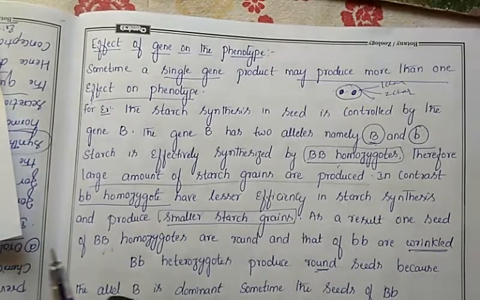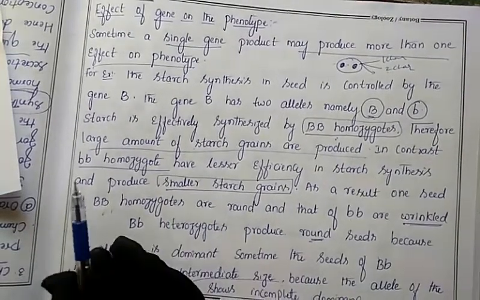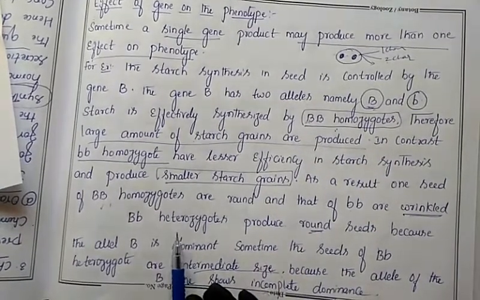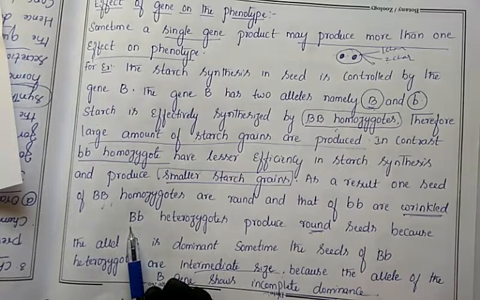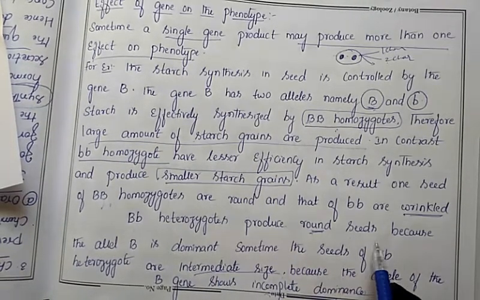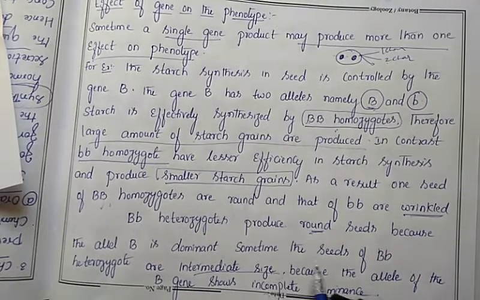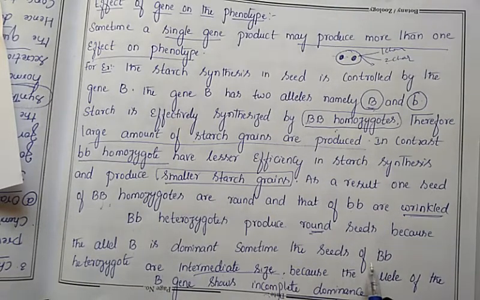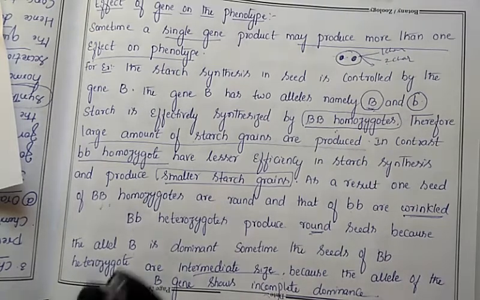Next we can get another type of allele; both were in a homozygous condition. Now we may get the heterozygous type of genes also. This is the heterozygous: capital B, small b, heterozygote. It produces round shape seeds because the allele B is dominant over the recessive one. So an intermediate size results here.